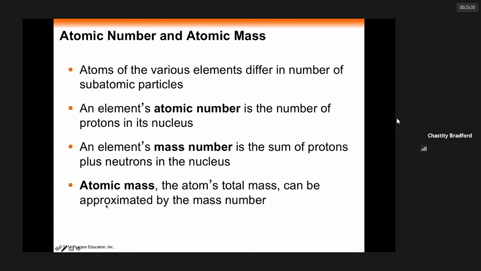When we're looking at all of these elements and the atoms of the elements, they differ in the number of subatomic particles present. The atomic number is the number of protons in the nucleus. The atomic number is the number of protons in the nucleus.